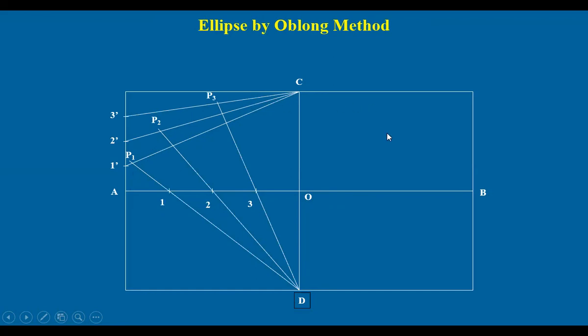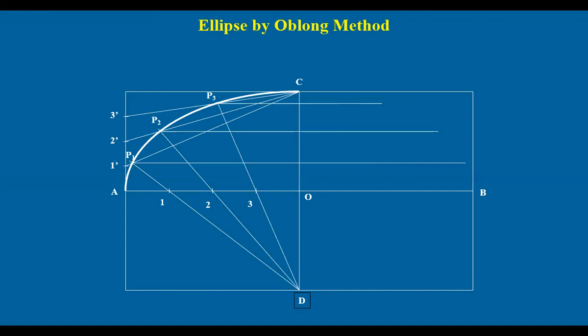A similar procedure can be followed on the other 3 parts of the rectangle, and you will get the curve like this in the other 3 quarters also. Or else you can just draw horizontal lines from this P1, P2, P3 and extend them to the right side and mark the same distances on the right side. Like this also you can get it.